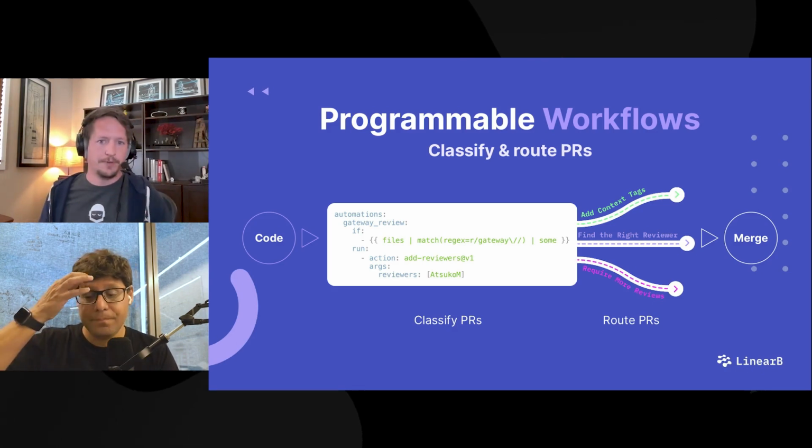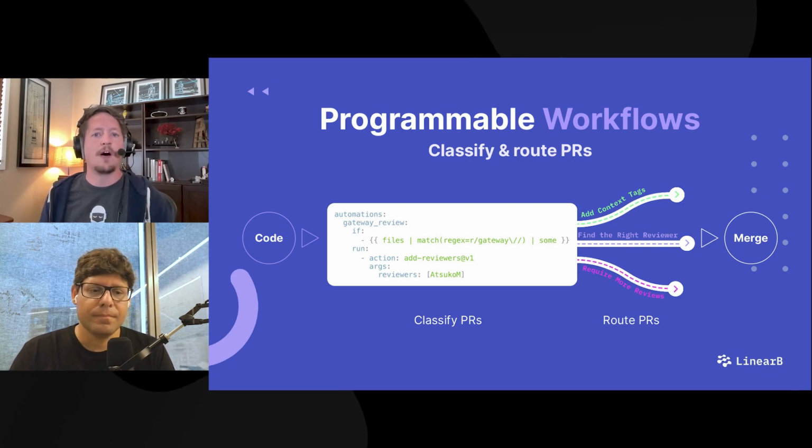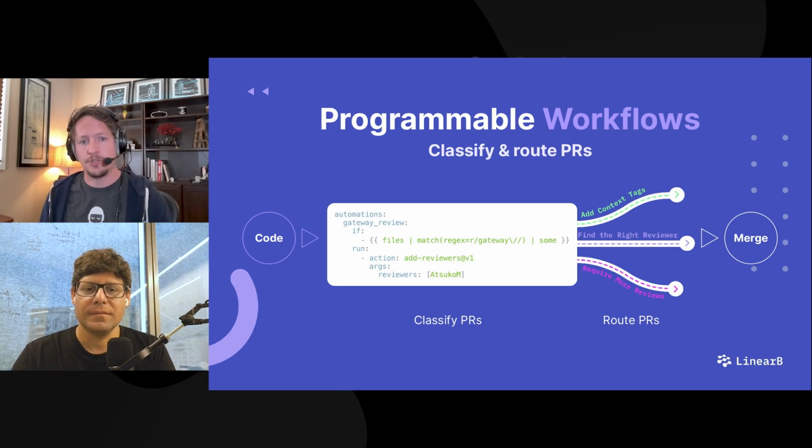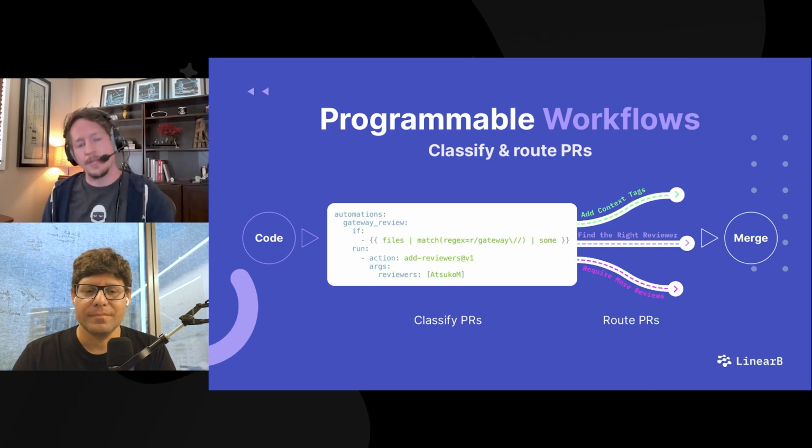GitStream makes it super easy to set up programmable workflows that automatically classify and route PRs based on their context. So it uses YAML and Jinja 2, which provides a clean yet flexible configuration format with templating that makes it easy to customize workflows to your individual needs. All automations follow an if this, then that execution format that allows you to define trigger conditions and automation actions for each PR.